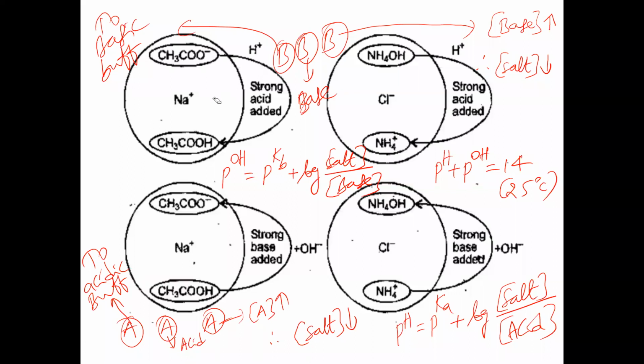Now this diagram, check it here. In this diagram, look here: is this one an acidic buffer or a basic buffer? First sphere, this one. It is an acidic buffer. Why is it an acidic buffer? Made up of weak acid CH3COOH and salt CH3COONa.